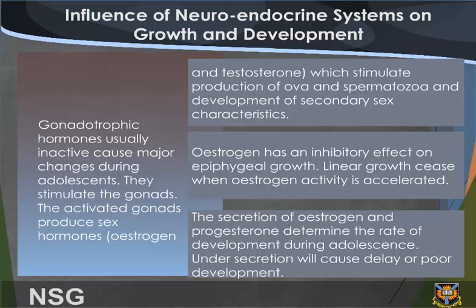Estrogen has an inhibitory effect on epiphyseal growth. Linear growth ceases when estrogen activity is accelerated. The secretion of estrogen and progesterone determines the rate of development during adolescence. Undersecretion will cause delay or poor development.